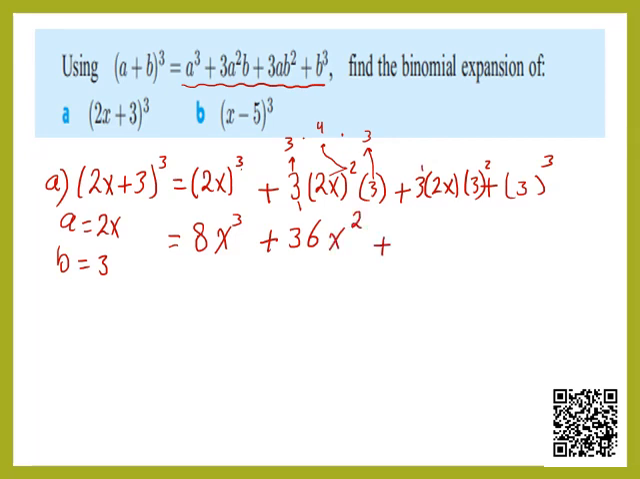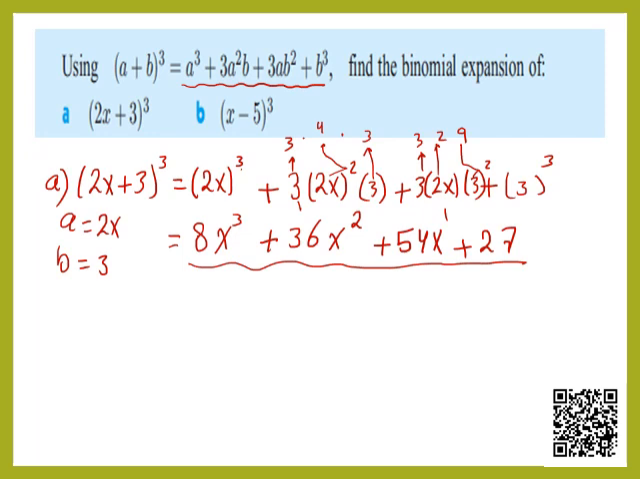Plus 3 times 2, and 3 squared is 9. So 3 times 2 times 9: 3 times 2 is 6, times 9 is 54. So it's 54x to the power of 1. Plus 3 to the power of 3 is equal to 27. So when I expand 2x plus 3 to the power of 3, it gives me 4 terms. Notice that the power of x is arranged in descending order since I start with x: x cubed, x squared, and then x to the power of 1.